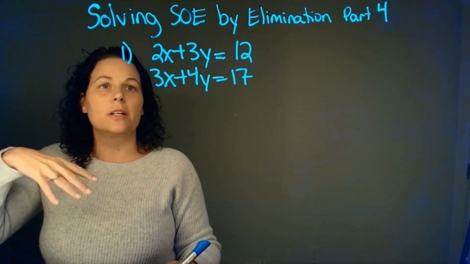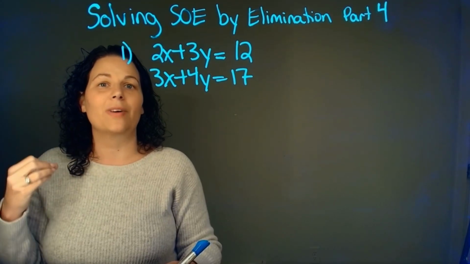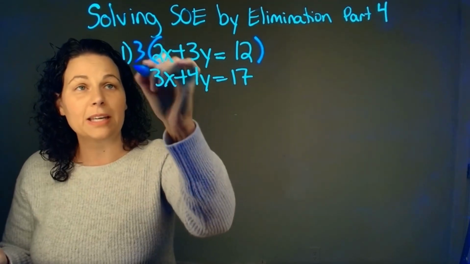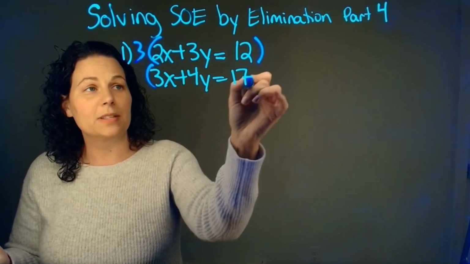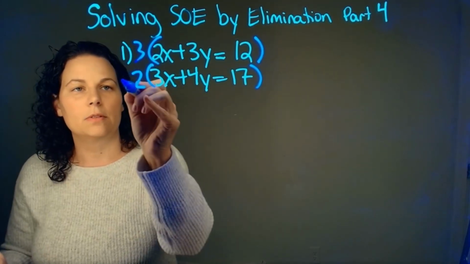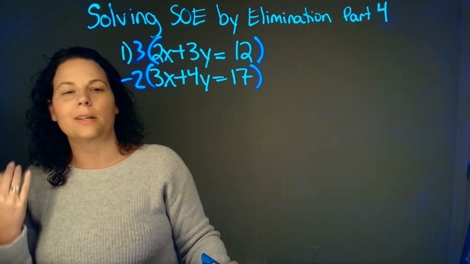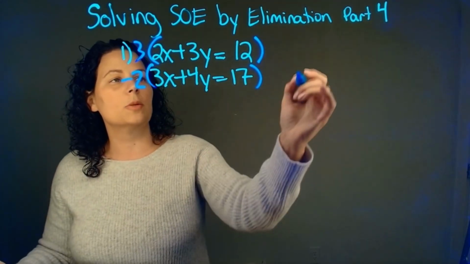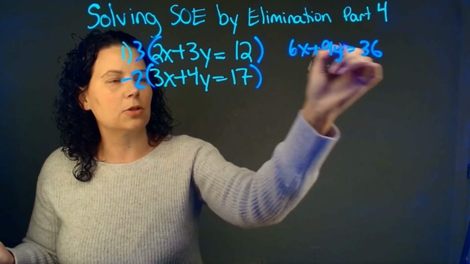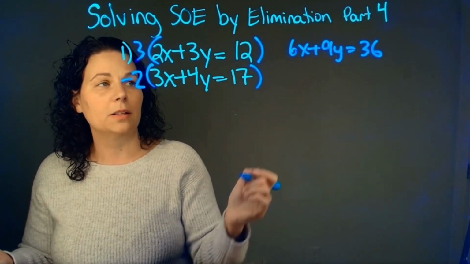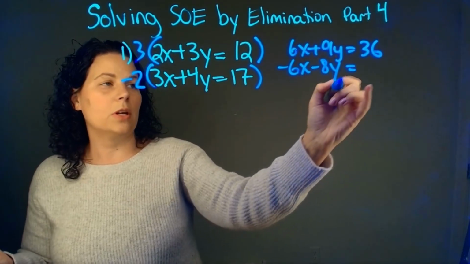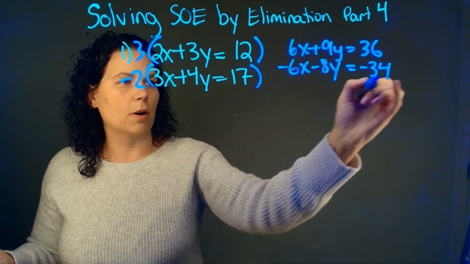So my first thought is, okay, 2 and 3. If I multiply those together, I get 6. So if I multiply the first one by 3, that'll make a 6. And if I multiply the second one by 2, that'll make a 6. I need one of them to be a negative. So I just made the 2 a negative. You can make the 3 a negative. It doesn't matter. So when I distribute, I'm going to get 6x plus 9y equals 36. Make sure you distribute over to the other side as well. Negative 6x minus 8y equals negative 34.